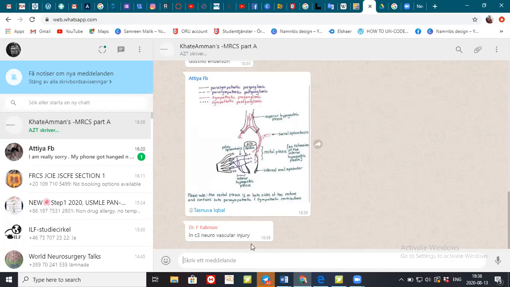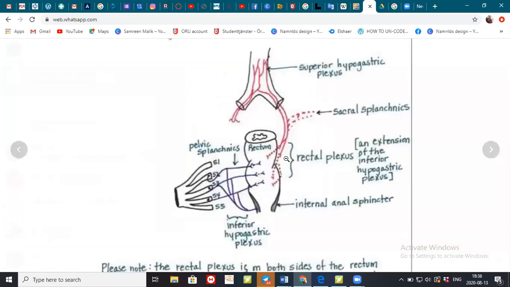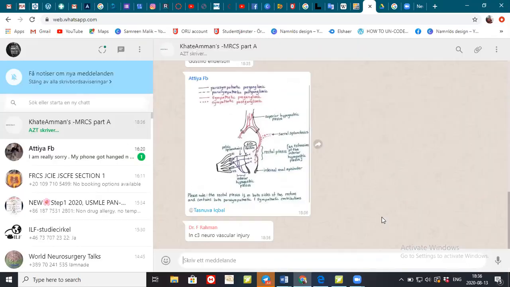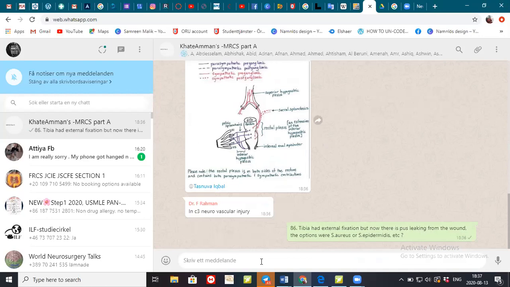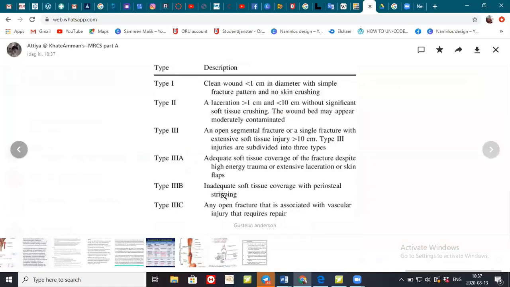My question is, every time there is exposure of the bone, it will be C? If there is only 1 centimeter of lesion and the bone is exposed in that area, will it be C? Yes, because the bone is exposed. Then in the next definition, you go ahead depending on whether the soft tissue injury is there or not. Here she has given vascular injury that requires repair. Okay, this is 3C.